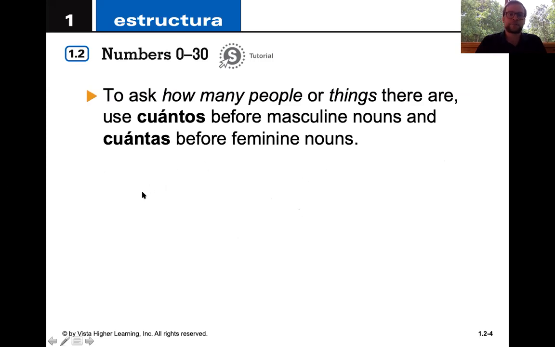Okay, muy bien. Now, if you look at this word cuántos, what would you think it looks like? Cuántos. If you're thinking about how much of something, it almost looks like quantity, right? What is the quantity? Cuántos, how many? Essentially what quantity means, right? Cuántos, cuántas. So it almost looks like quantity.